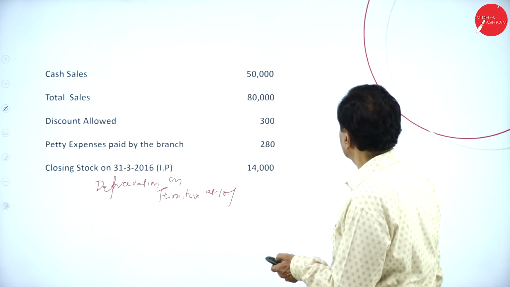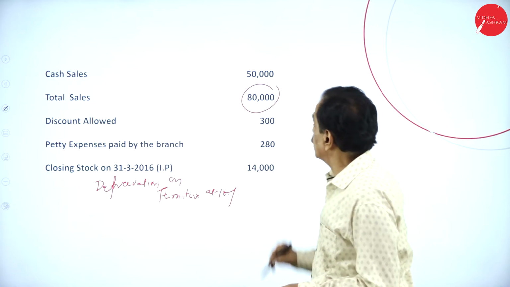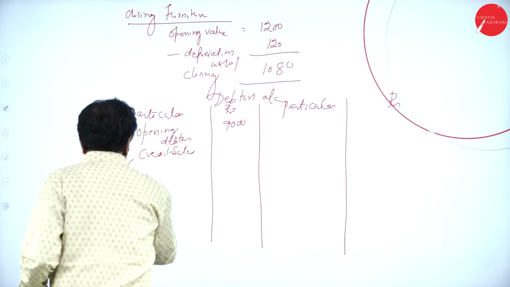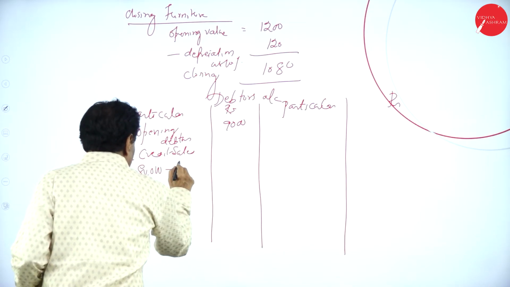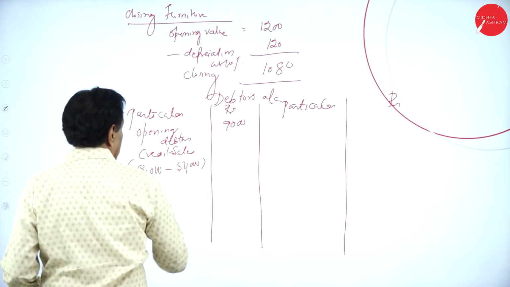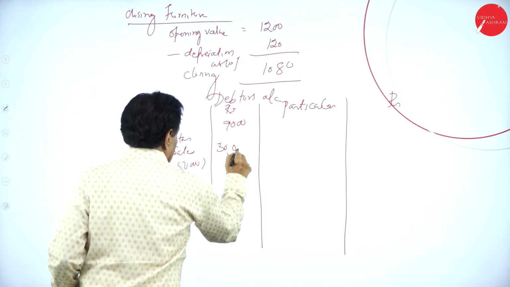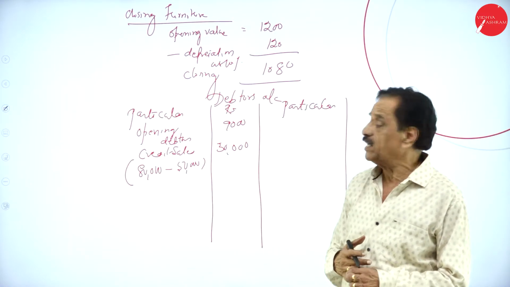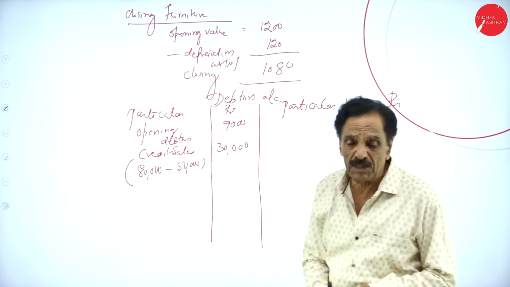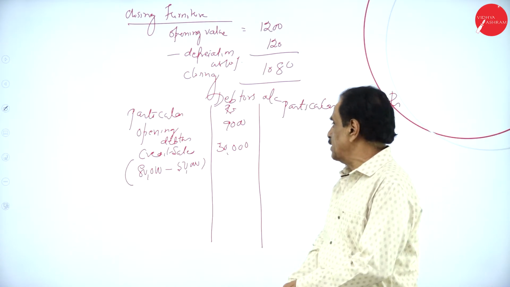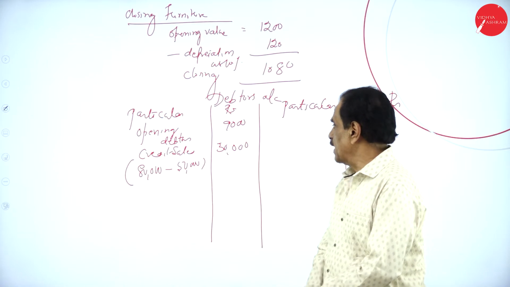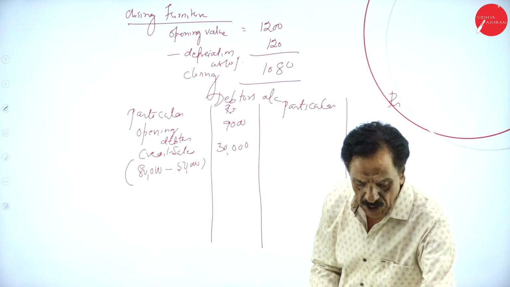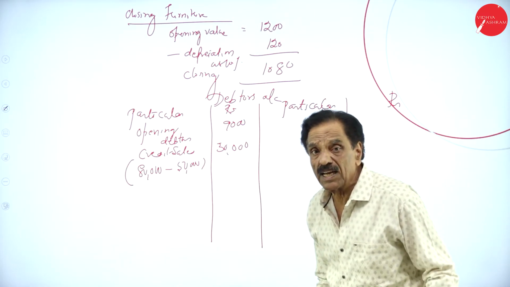What's your total sales? Your total sale is 80,000. Your cash sale is 50,000. 80,000 is the total sale. Cash sale is 50,000. Remaining 30,000 is the credit sale. So total money to be received: total sale is 80, cash sale is 50, difference is 30. Total amount to be received is 39,000. What's your opening debtor? 9,000 we have to receive. Another credit sale, we have to receive 30,000. Total money to be received is 39,000.